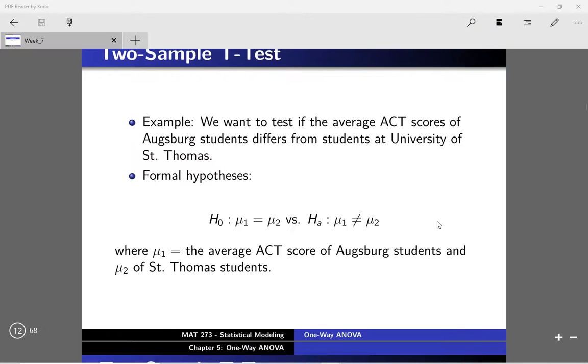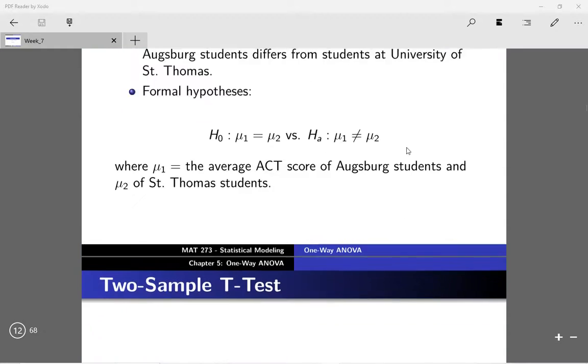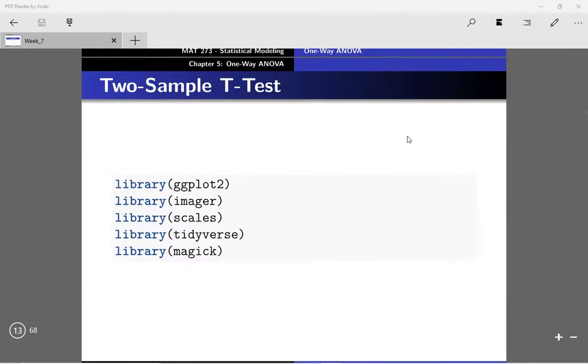University of St. Thomas. And so our formal hypotheses for these, and I think this is supposed to say GPA actually instead of ACT, but that's okay. The formal hypotheses are that the average ACT score is equal for Augsburg students and St. Thomas students, and the average ACT score differs for Augsburg and St. Thomas students. Again, this is supposed to say GPA in my example, so I'll update that accordingly.